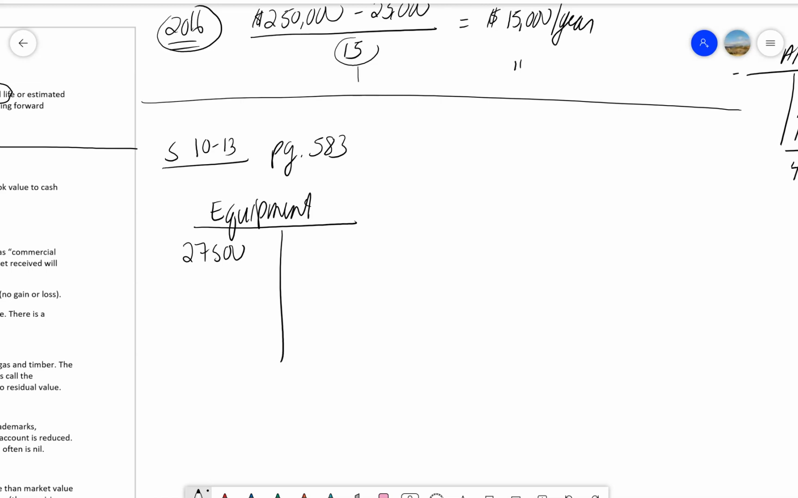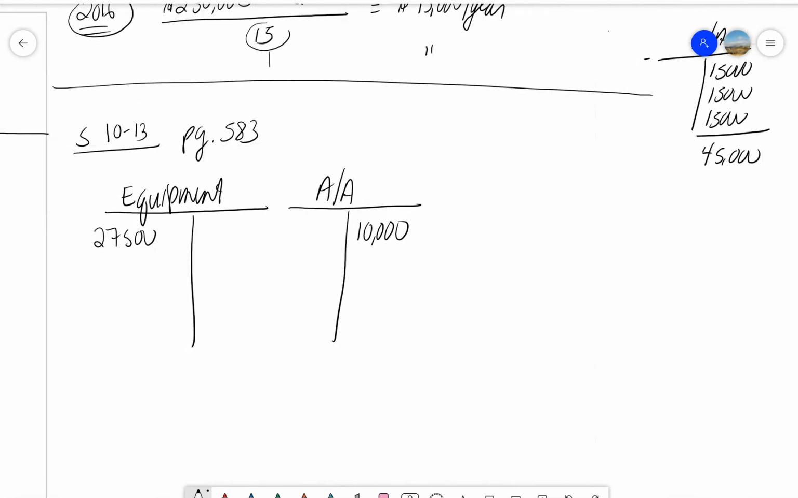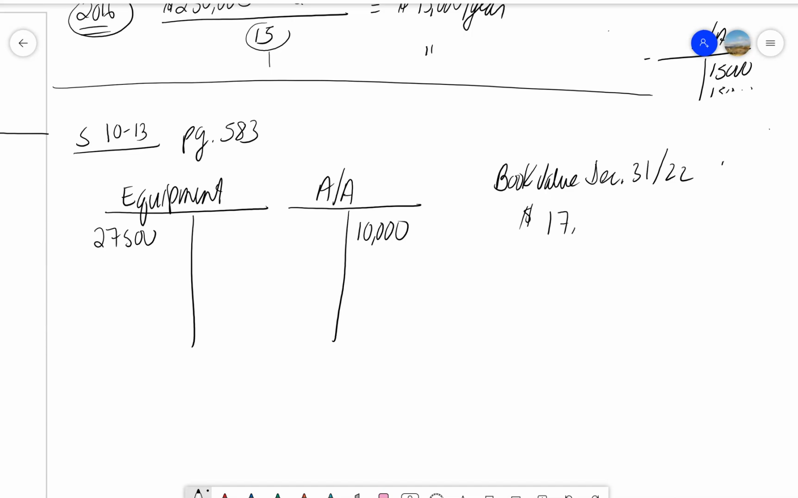Now we sold it on December 31st, 2022, and we're told that at that time the accumulated amortization was $10,000. So then at the date of sale, at December 31st, 2022, let's just figure out the book value. So the book value at December 31st, 2022 is $27,500 minus $10,000 accumulated amortization. The book value is $17,500.